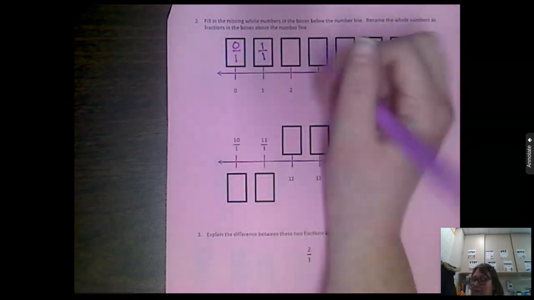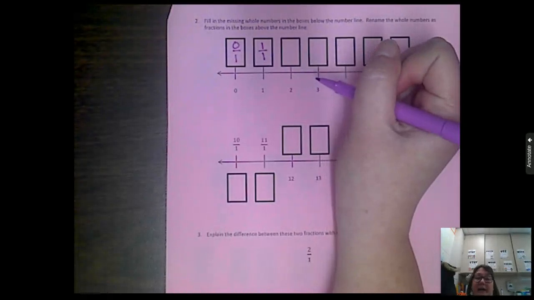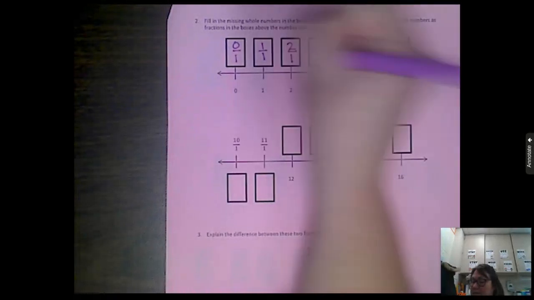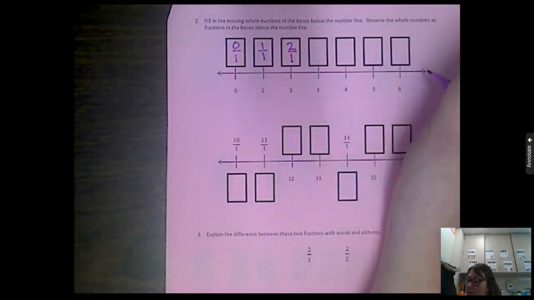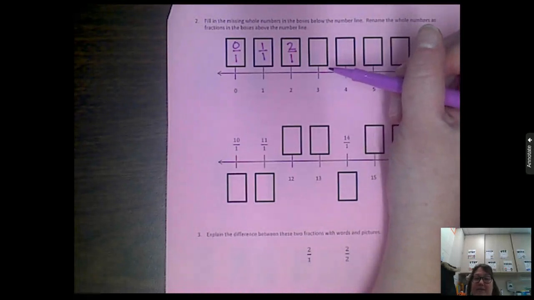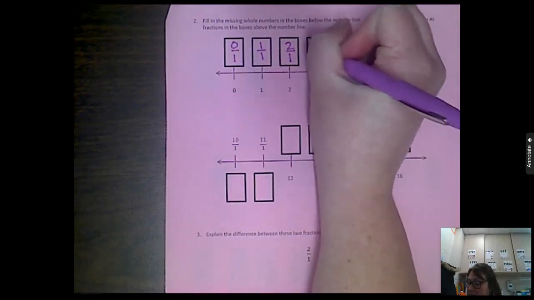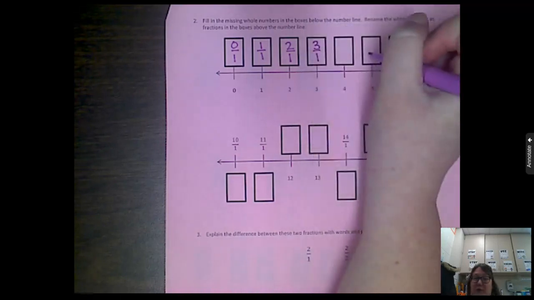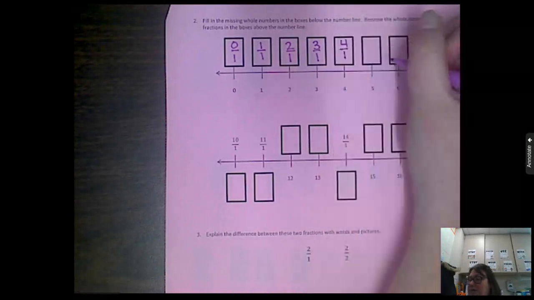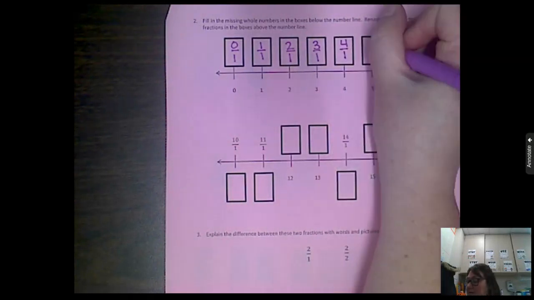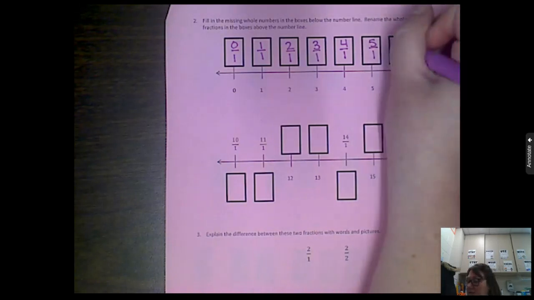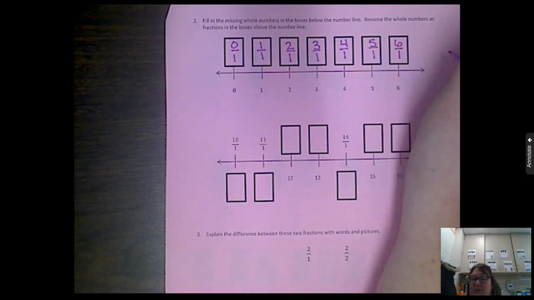Okay. How would I write 2 wholes as a fraction? 2/1, right? How would I write 3 wholes as a fraction? 3/1. 4 wholes as a fraction? 4/1. 5 wholes as a fraction? 5/1. And 6 wholes as a fraction? 6/1. Do you notice a pattern?